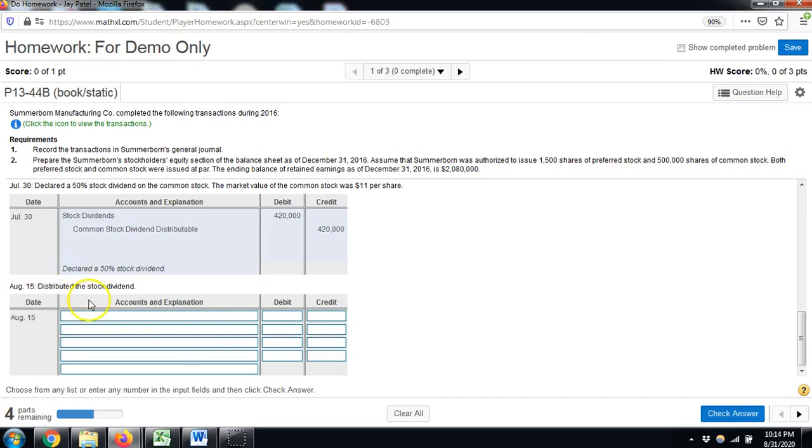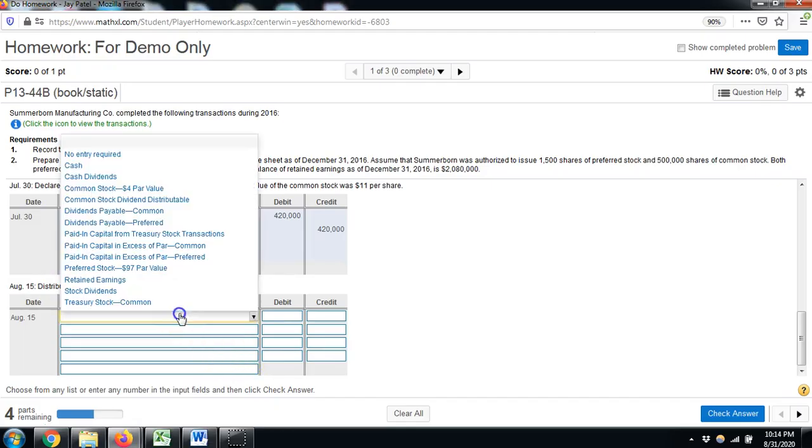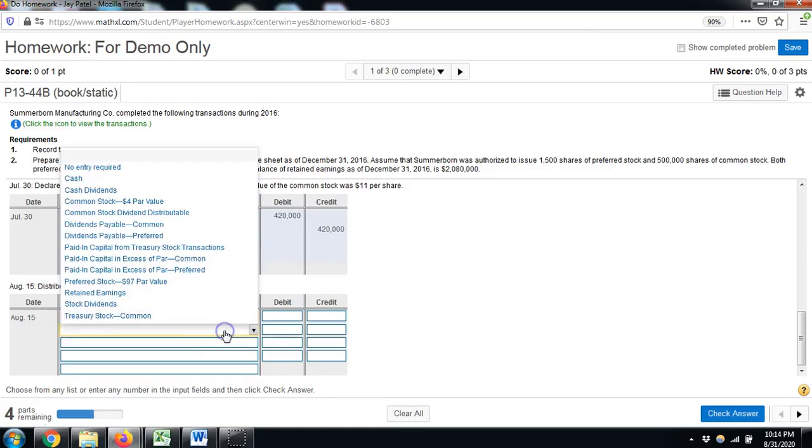Okay, so now we're actually going to distribute the shares. So we're going to reduce our liability, and we're going to actually issue the common stock.